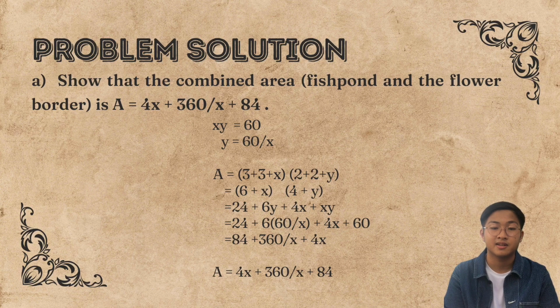3 plus 3 plus x times 2 plus 2 plus y, and we get 6 plus x times 4 plus y, and we get 24 plus 6y plus 4x plus xy. Then we continue the operation and we get 24 plus 6 times 60 over x plus 4x plus 60. And lastly, we get 84 plus 360 over x plus 4x, and the final answer is A equal to 4x plus 360 over x plus 84.